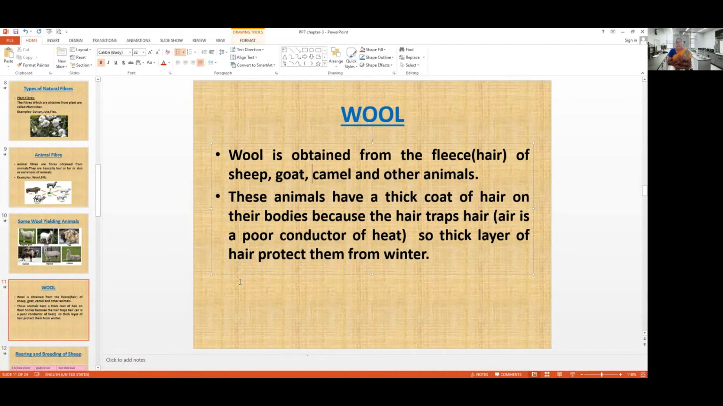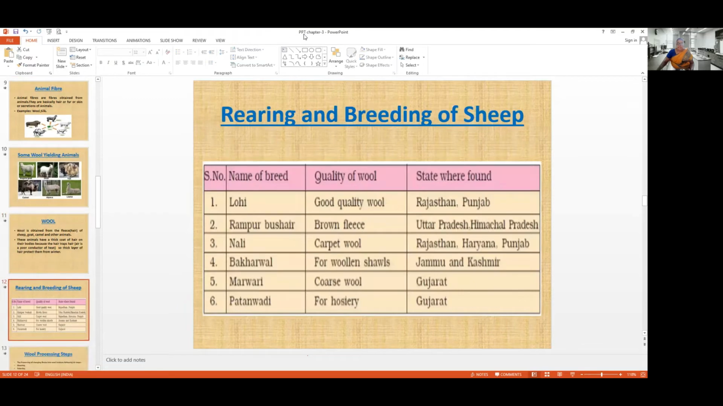Okay, so after the winter season only we can cut the hair. During winter season we cannot remove the hair from the animal. Now, rearing and breeding of sheep.